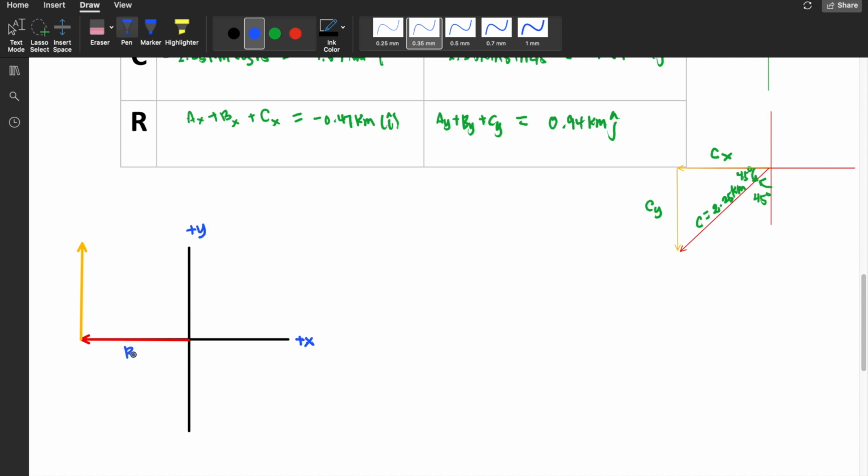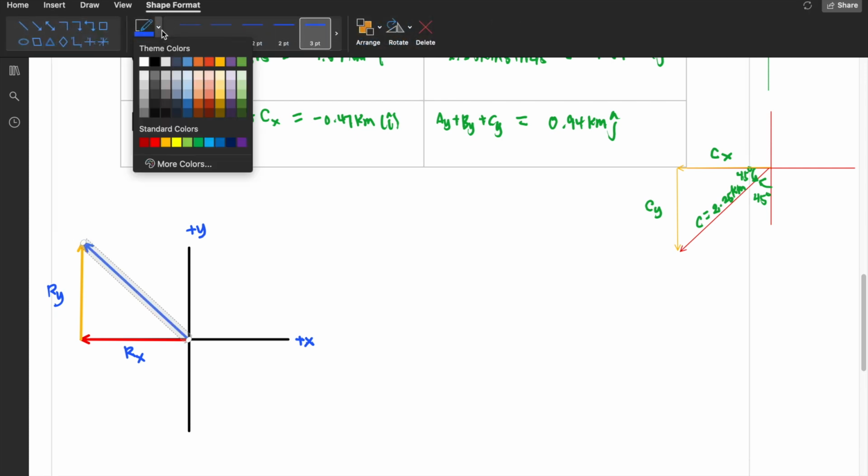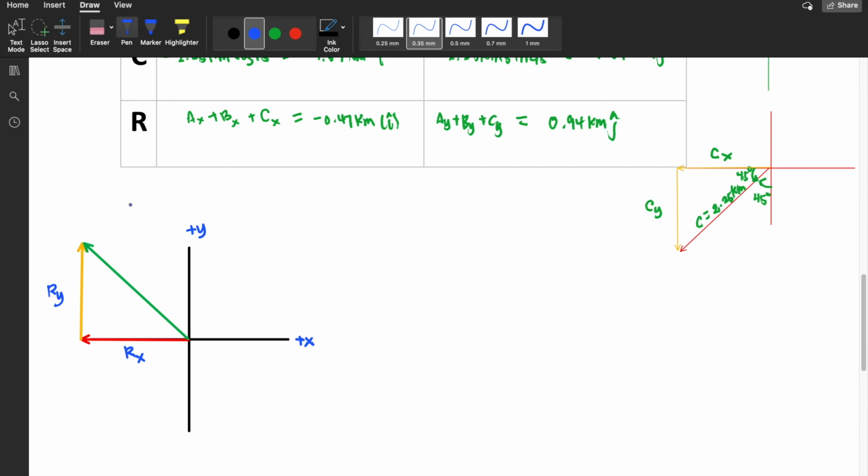Since this is Rx, negative, it goes left. Ry, positive, goes upward. If you connect those, you will see the resultant vector. So let's connect it. Yes, that would be your resultant vector, and it's lying along the second quadrant. We're looking for the magnitude of this one, R, and then its direction here. We'll call this angle theta.